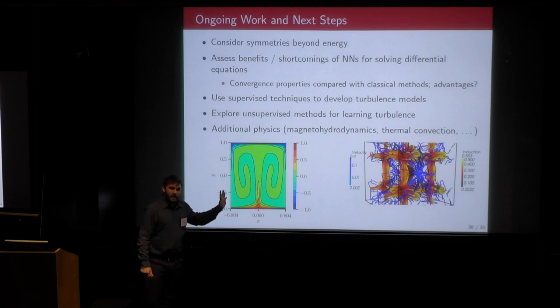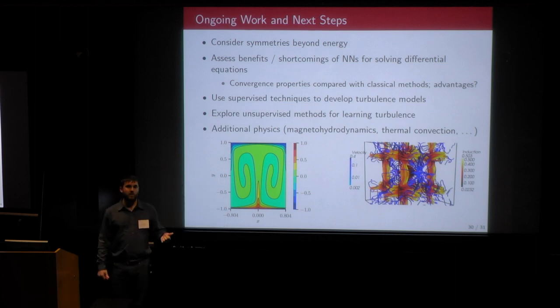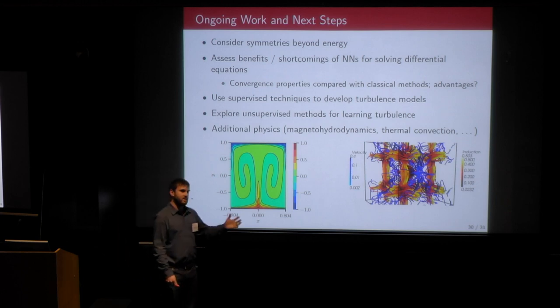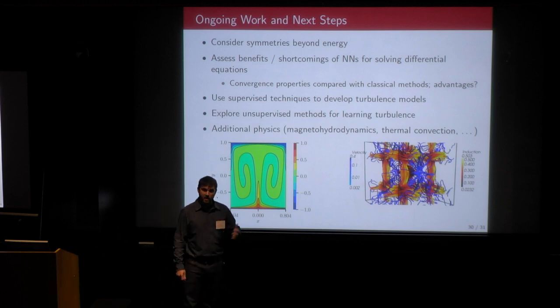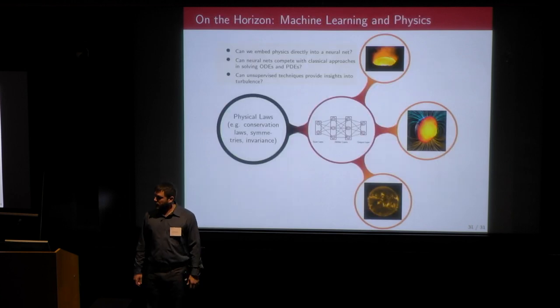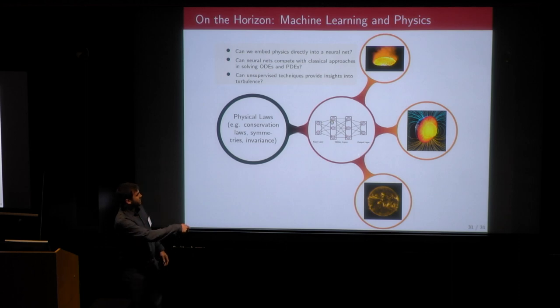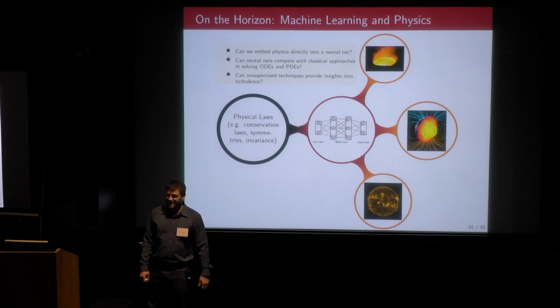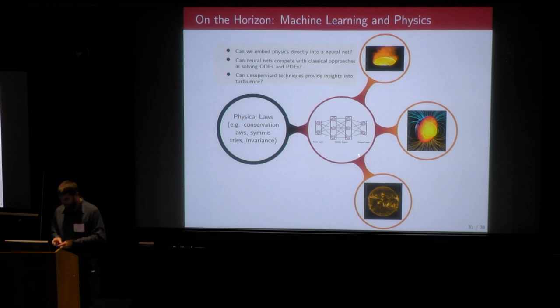Things I didn't talk about today: we have some data sets from thermal convection and magnetohydrodynamics, and these, of course, are about putting more physics into these models, which is what we're really interested in. Okay, so I can take questions. This is just a teaser slide. There's a neural net, and we want to embed physics in it so we can make predictions about complex systems. It doesn't have to be a neural net. Okay, thank you.